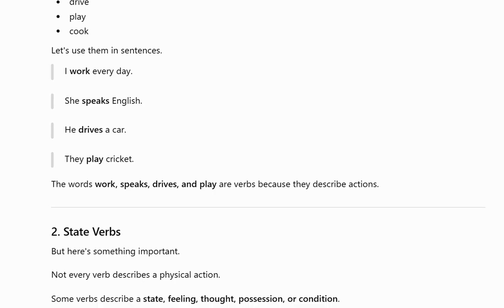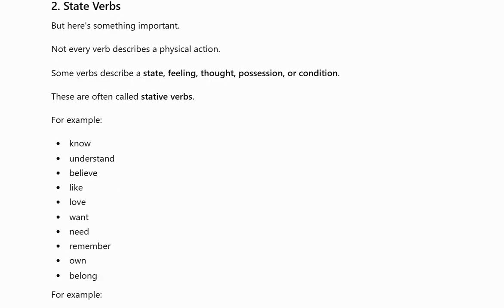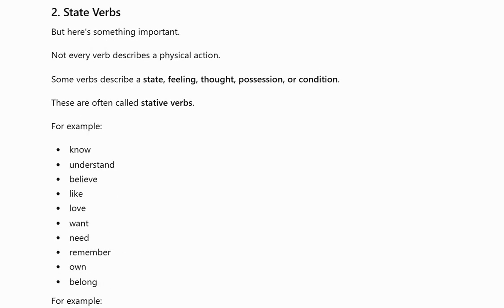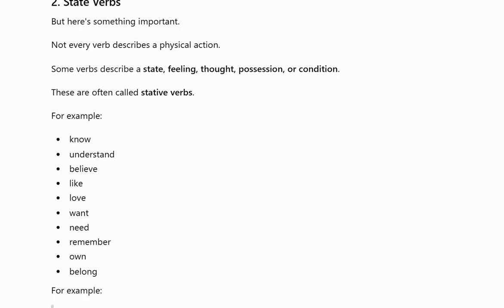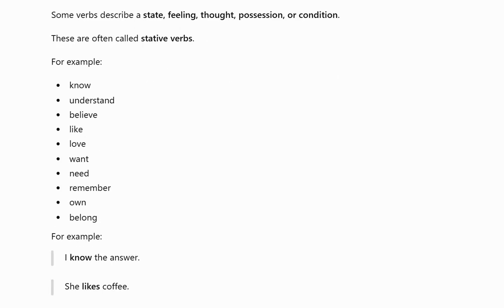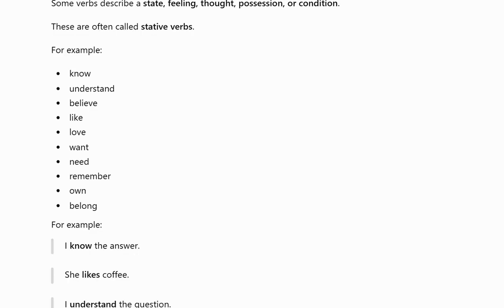Okay? Now let's go to state verbs. But here is something important. Not every verb describes a physical action. Some verbs describe a state, feeling, thought, possession, or condition. These are often called stative verbs. For example, know, understand, believe, like, love, want, need, remember, own, belong. So these all are stative verbs.